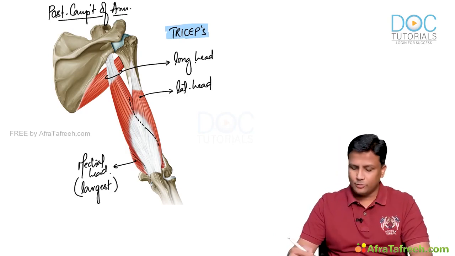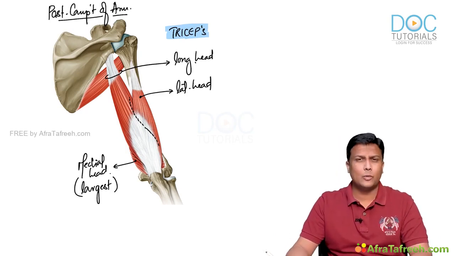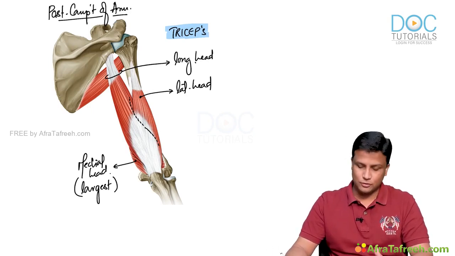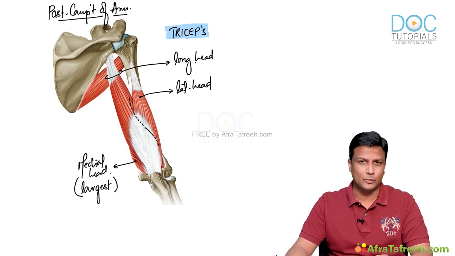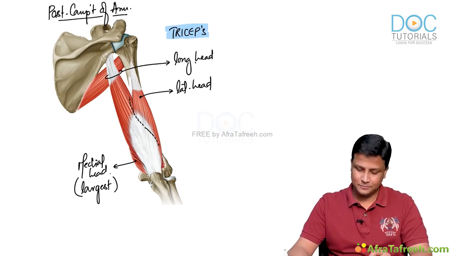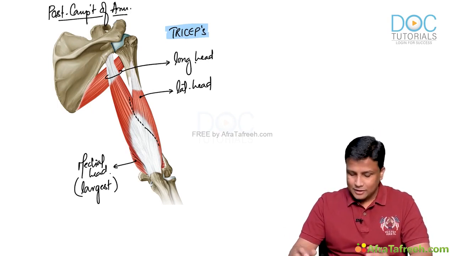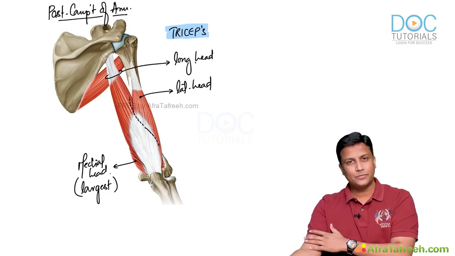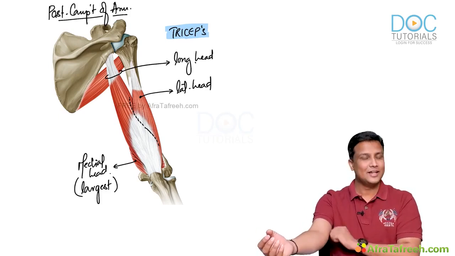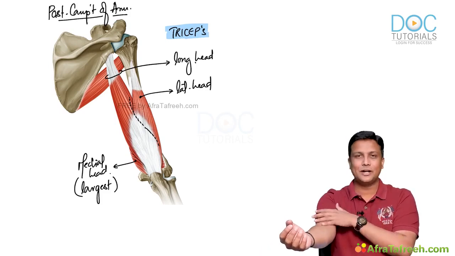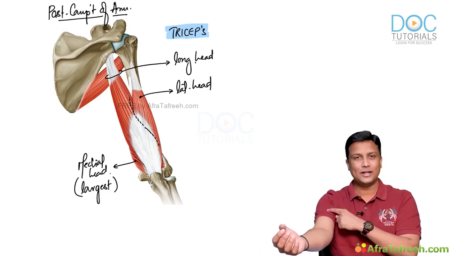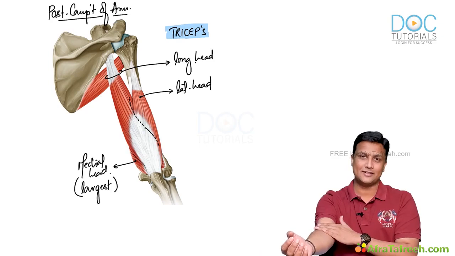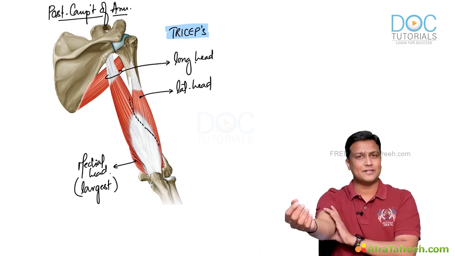Apart from that, you'll also be able to see in the posterior compartment one small muscle, that is anconeus, but that is not that important. So we're not much worried about that one. Concentrate on the main ones. Is it okay? By this we complete the anterior compartment of the arm and even the posterior compartment of the arm. Just to summarize, in the anterior compartment, the BBC muscles: coracobrachialis, biceps and brachialis. And in the posterior compartment, triceps.